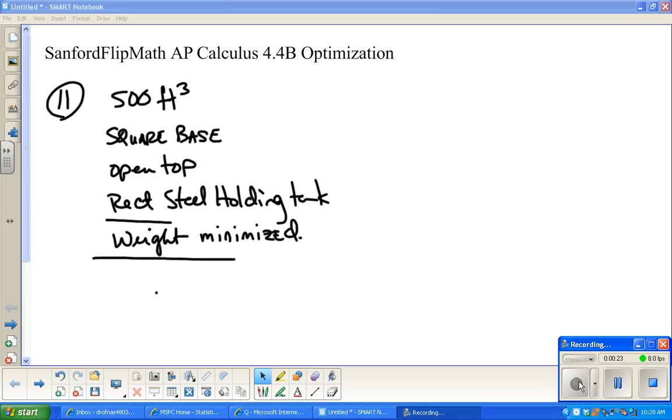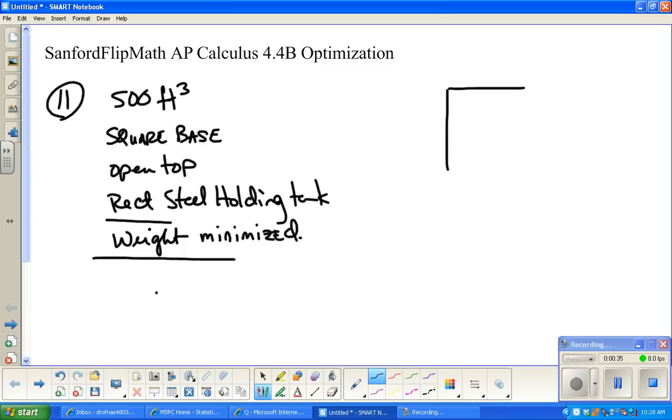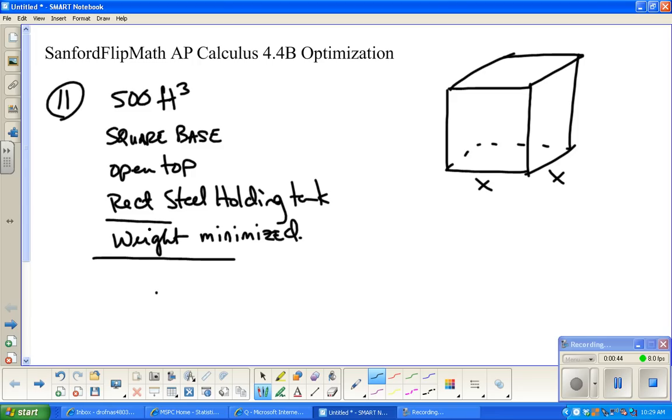We're basically trying to build a tank that will hold 500 cubic feet of stuff. It's supposed to have a square base and an open top, a rectangular shape. The base is x by x, and I don't know what the height is, but there it is. Ultimately, we need it to hold 500 cubic feet. The volume of a prism like this is length times width times height, so we want x squared times h to equal 500.